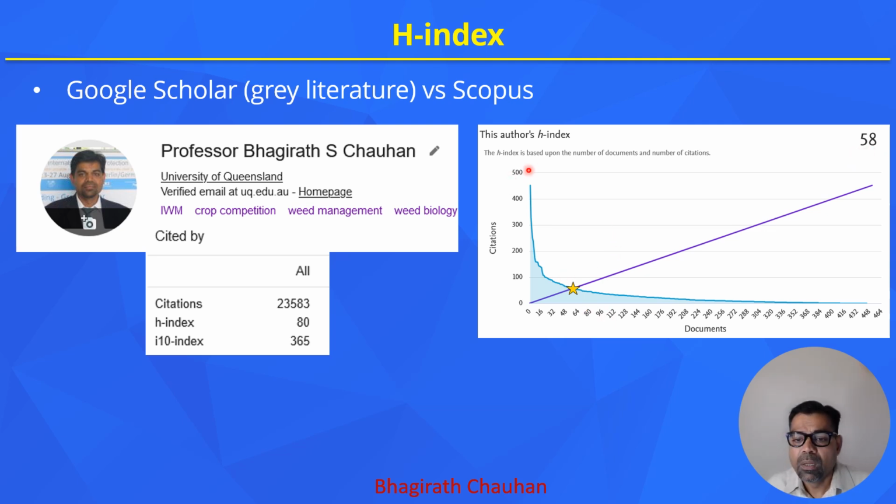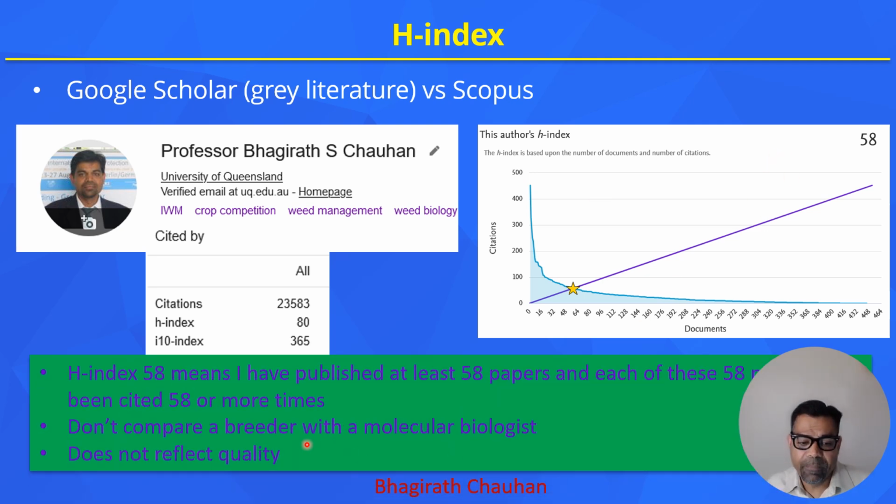And Scopus includes articles only published in Scopus indexed journals. Okay, so here it's citations, how many times for each paper, and that's the x-axis, documents. So my Scopus H index is 58. Now you see that 80 versus 58, big difference. So I won't really cite this 80, I would say 58.